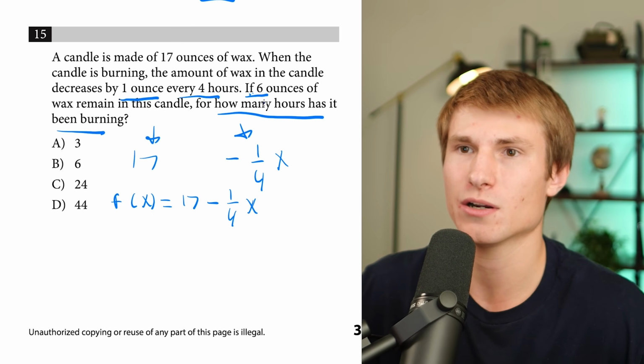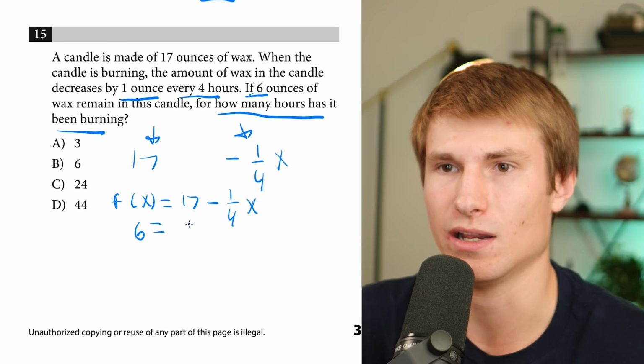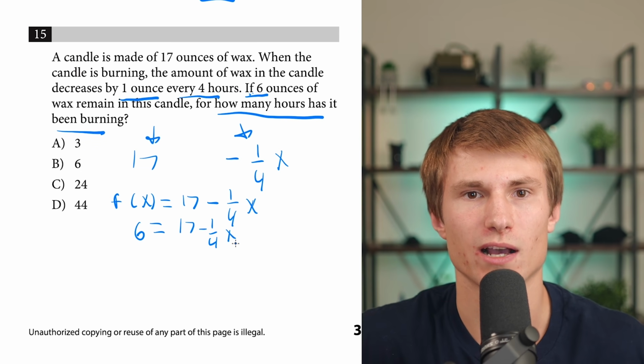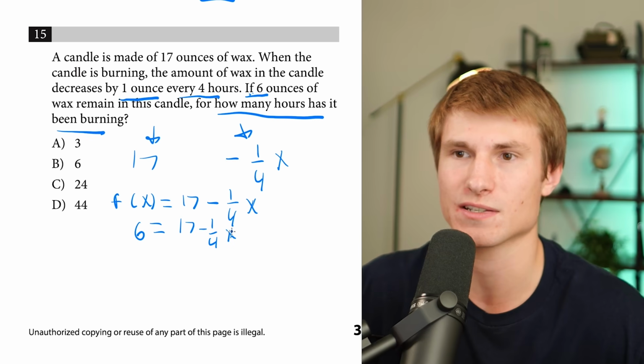All right, so now from here, we want to find if 6 ounces remain. That would mean that we have 6 remaining, and that's going to equal our starting amount minus 1/4 x. Now we want to solve for how many hours it's been burning, so we want to solve for x now that we have this equation.